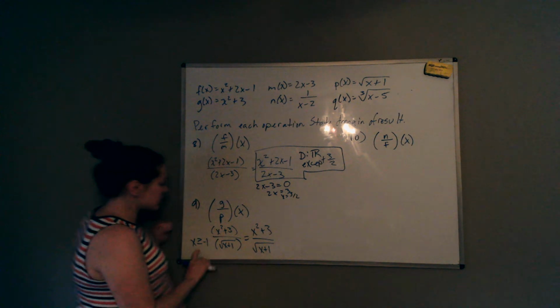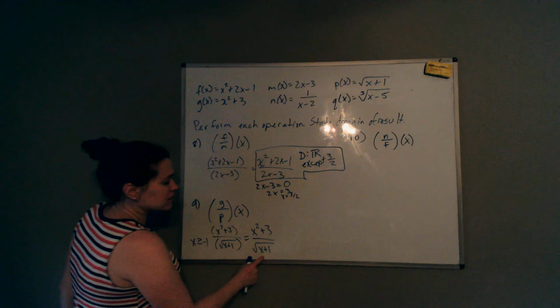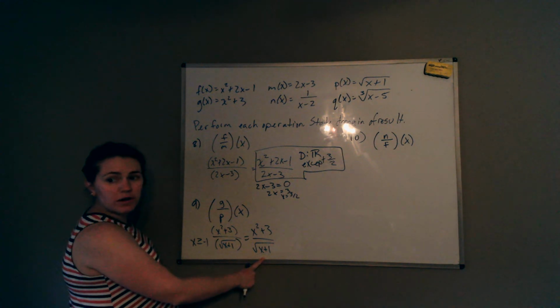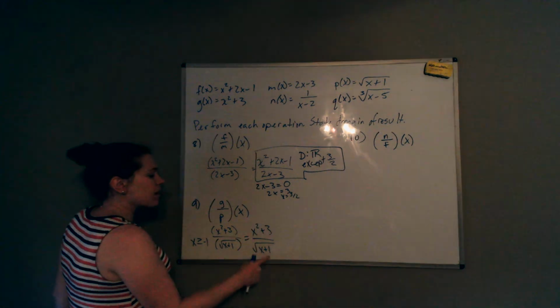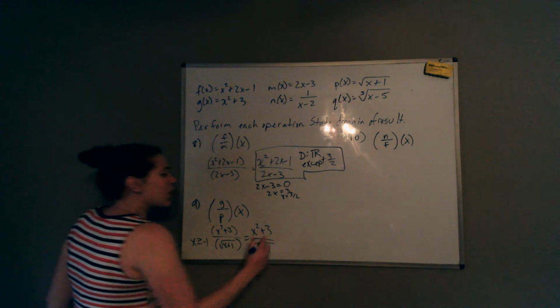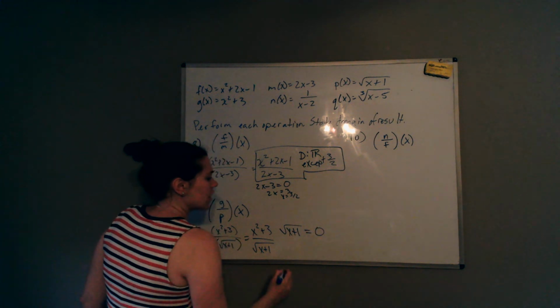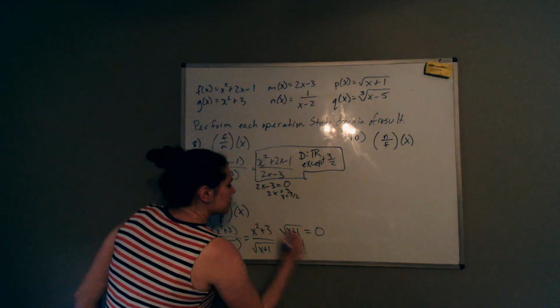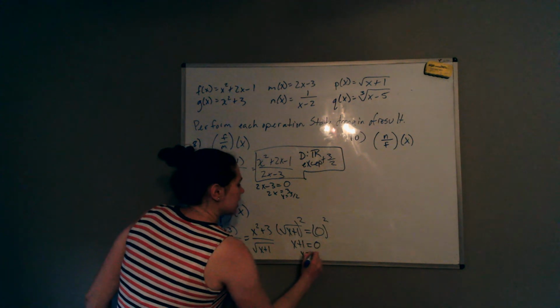So this domain restriction right here makes sure that this is never the square root of a negative number. But the issue here is I can't let the denominator be 0. So what is going to make the square root of x plus 1 equal 0? Well, if we square both sides, we get x plus 1 equals 0, x equals -1.